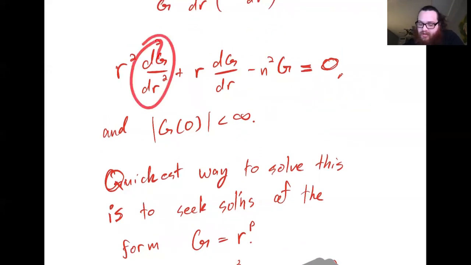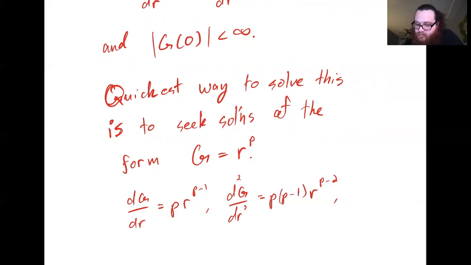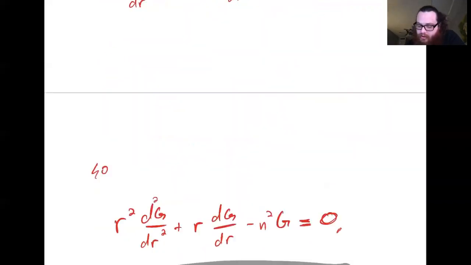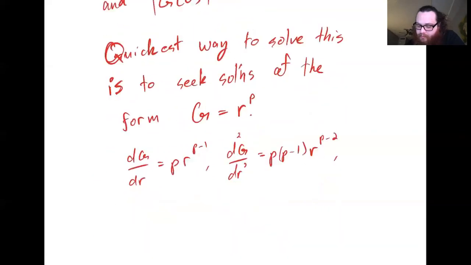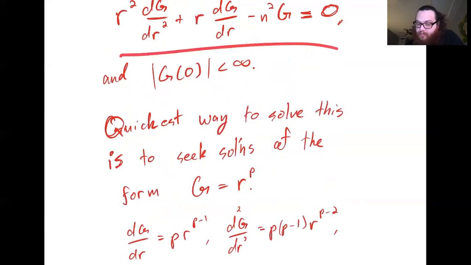So we have a second derivative in G, a first derivative in G. So what we're going to do then is compute these derivatives. So dG/dr: carry the exponent down and then subtract 1. d squared G/dr squared, same game. Bring this exponent down and then subtract 1. And so now we're just going to plug each of these pieces into the ODE up here.